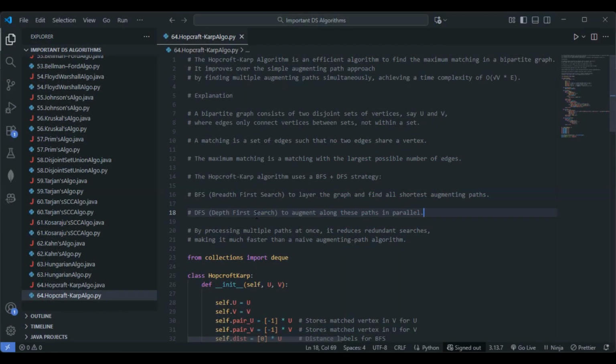Hello everyone. So previously we had discussed the Hungarian algorithm, right? So today we'll be discussing the topic Hopcroft Karp algorithm. So let's see what the definition part says here. Let's get into the definition part.